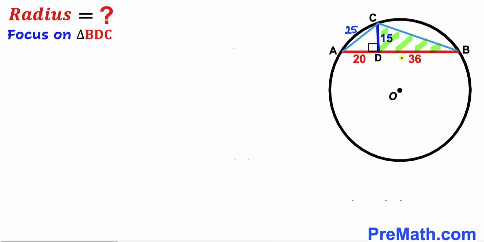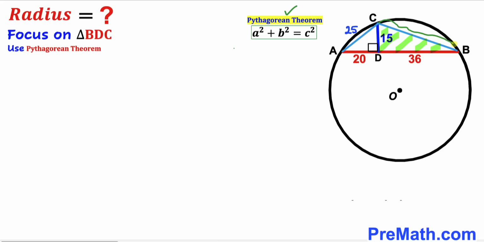Now we are going to focus on this other right triangle BDC, and we are going to apply the Pythagorean theorem on this triangle as well. Here's our Pythagorean theorem once again: a square plus b square equal to c square. In our case, our hypotenuse is this side BC, whereas our two other legs are 15 and 36. Let's fill in the blanks in this formula.